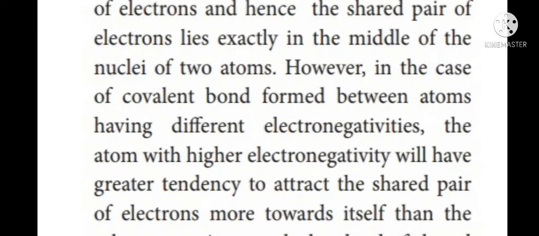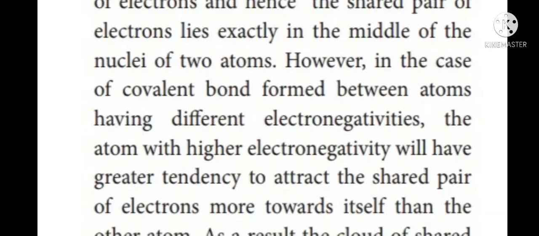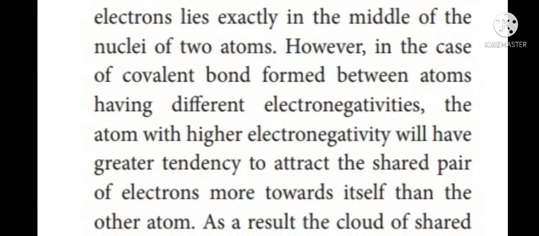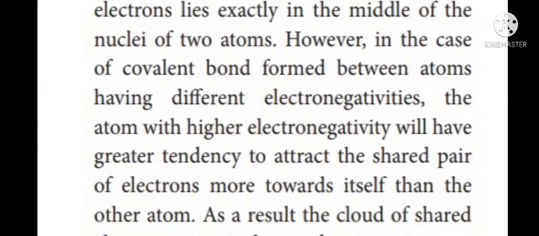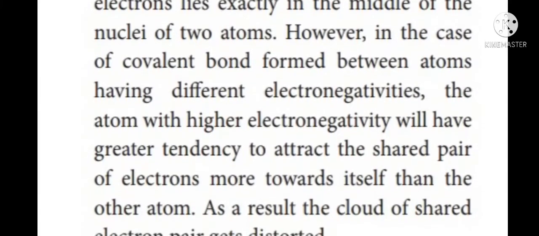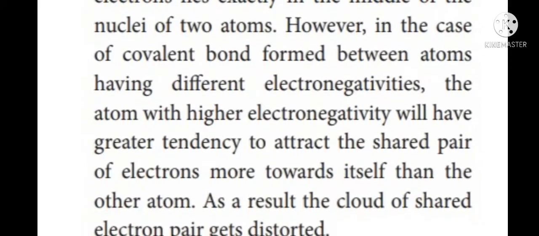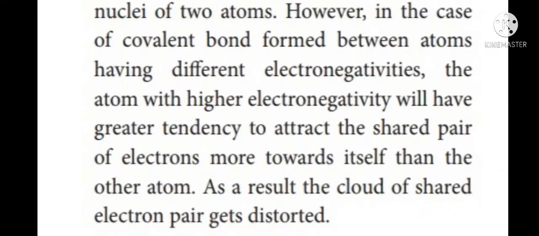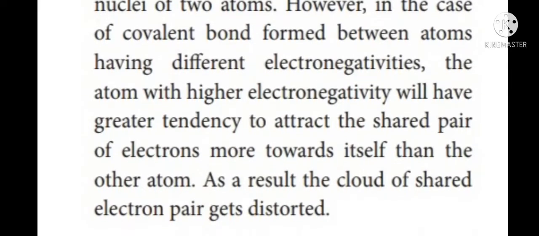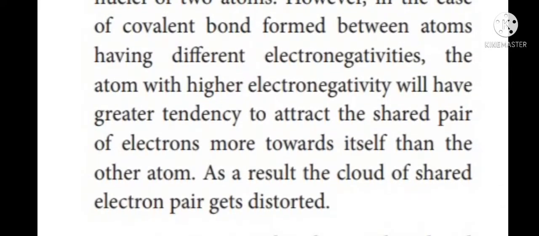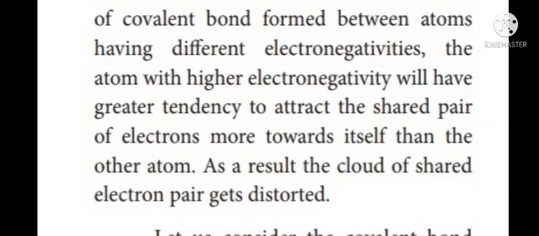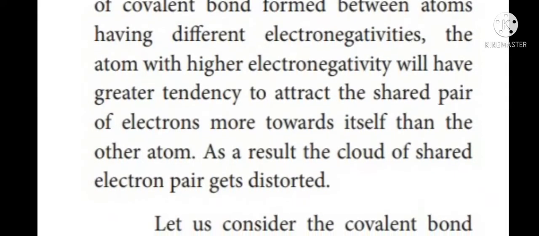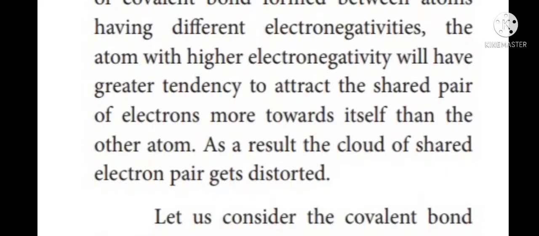But in the case of a covalent bond formed between two different atoms having different electronegativity values, the atom with higher electronegativity value has a greater tendency to attract the shared pair of electrons towards itself. As a result, the cloud of shared pair gets distorted. It is explained with an example.